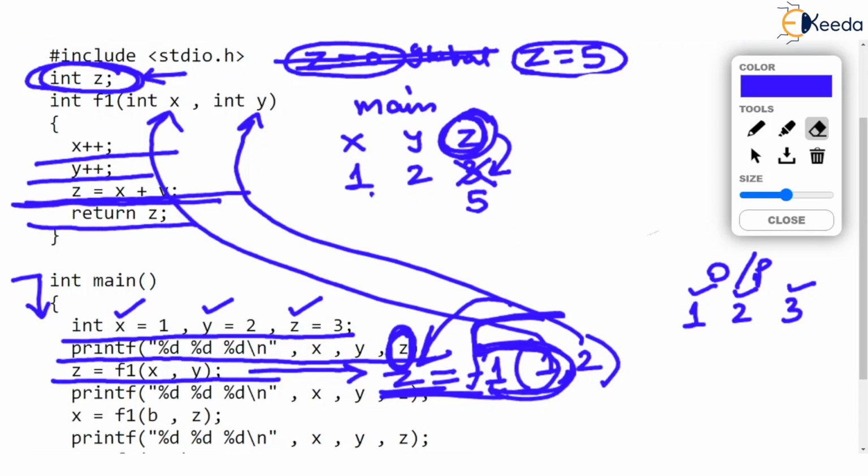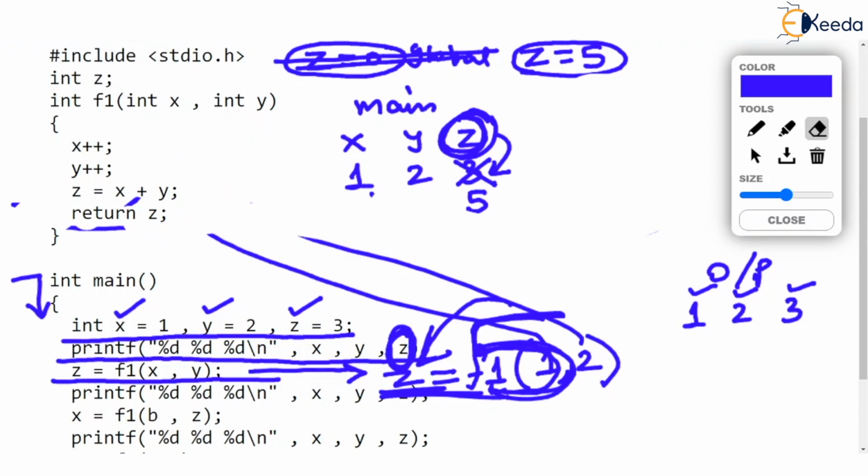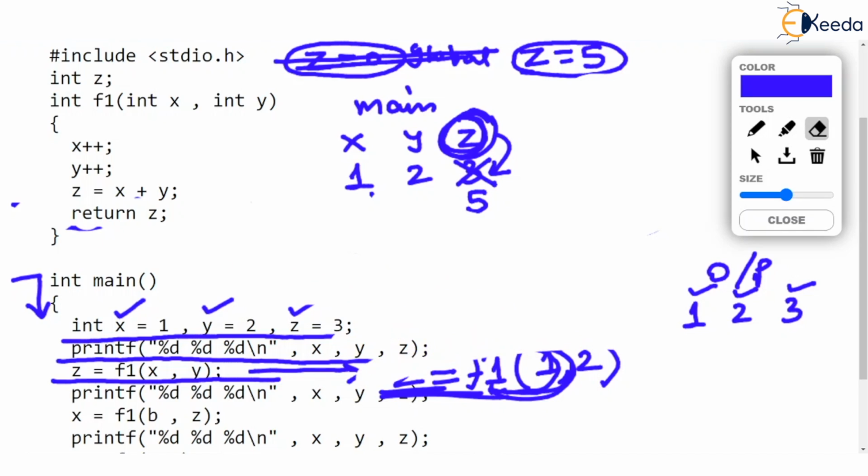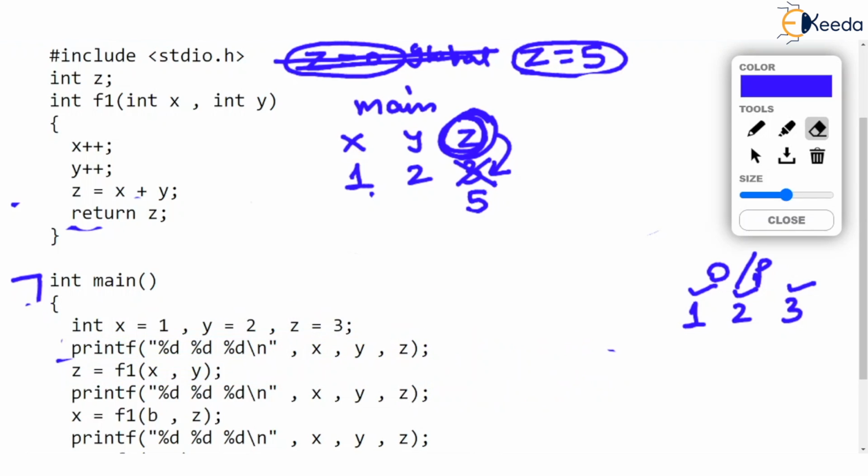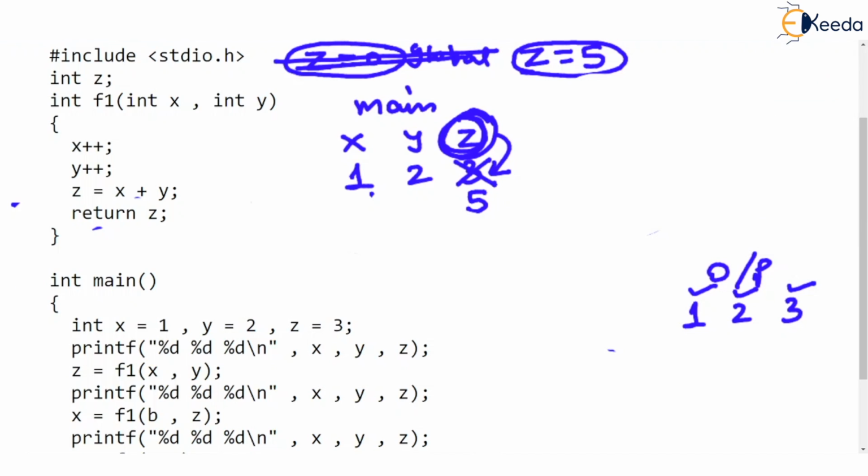Okay, and we are back in main, and main says that the value returned by the function F1 was neatly stored in Z. Now in main we have x equal to 1, y equal to 2, but z equal to 5. Just check this line I am talking about. Z has stored the value returned by the function, this z, which I am encircling. So z was 3, now z becomes 5.